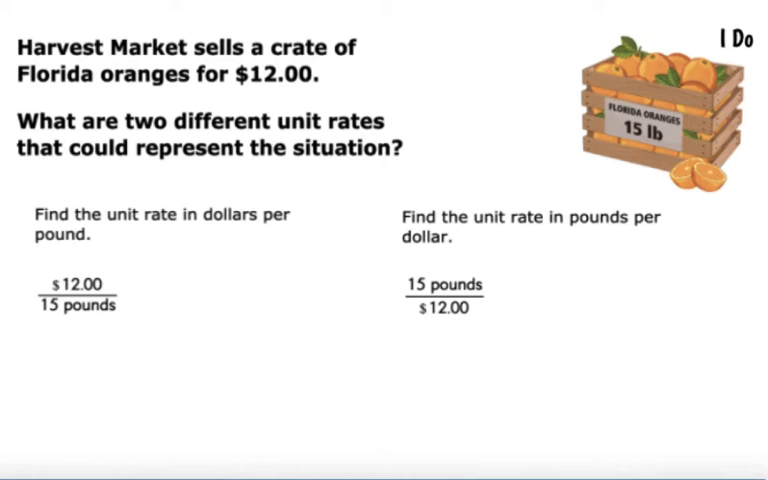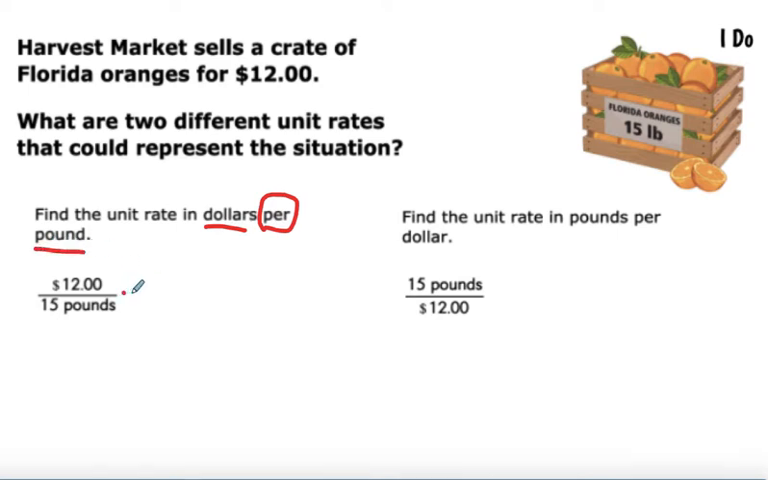Harvest Market sells a crate of Florida oranges for $12. What are two different unit rates that could represent the situation? So let's look at the first one. Find the unit rate in dollars per pound. So that means we're looking for how much it would cost for 1 pound.